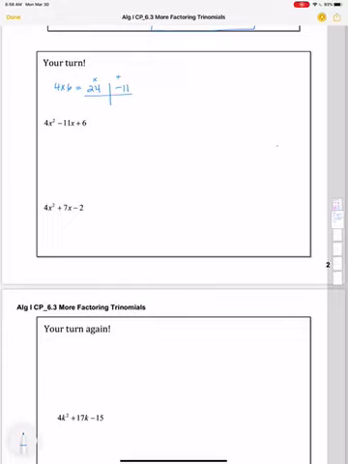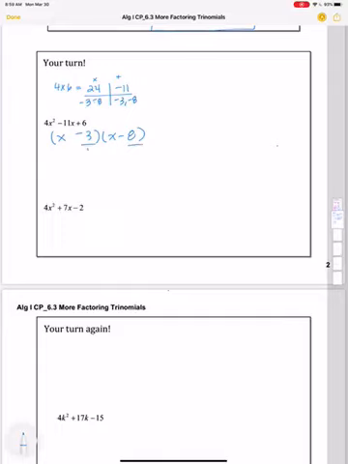So let's see, 1 and 24, no. 2 and 12, no. 3 and 8, yes. 3 times 8, but they both have to be negative. So negative 3 and negative 8. I know that because a negative times a negative is a positive, and a negative plus a negative is a negative. All right, so I just write x minus 3 and x minus 8.